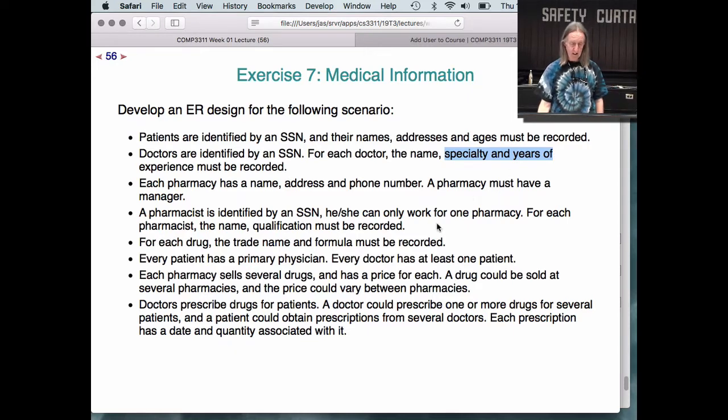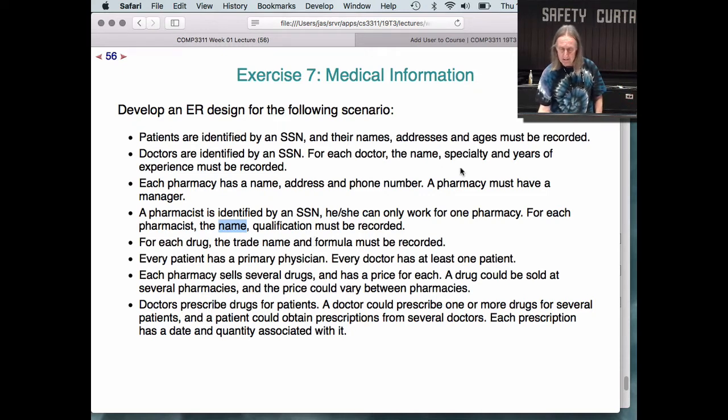Oh, and here's another type of person. So once again, a pharmacist has social security number and name, and this time we're talking about qualification. So a pharmacist is different to a doctor.